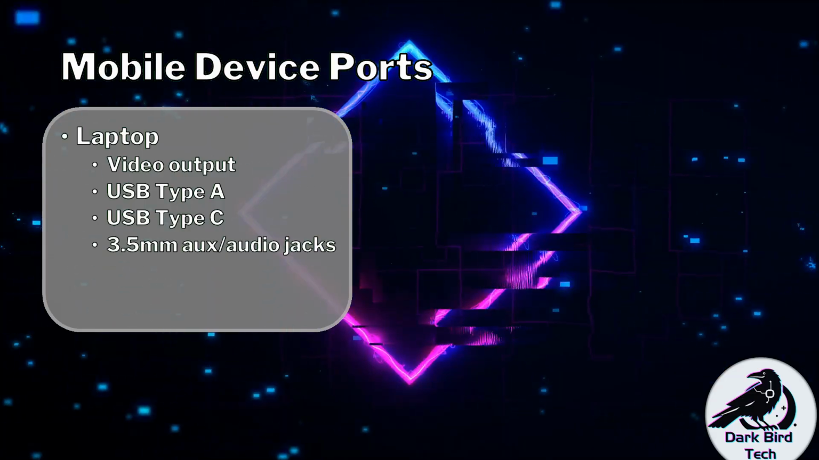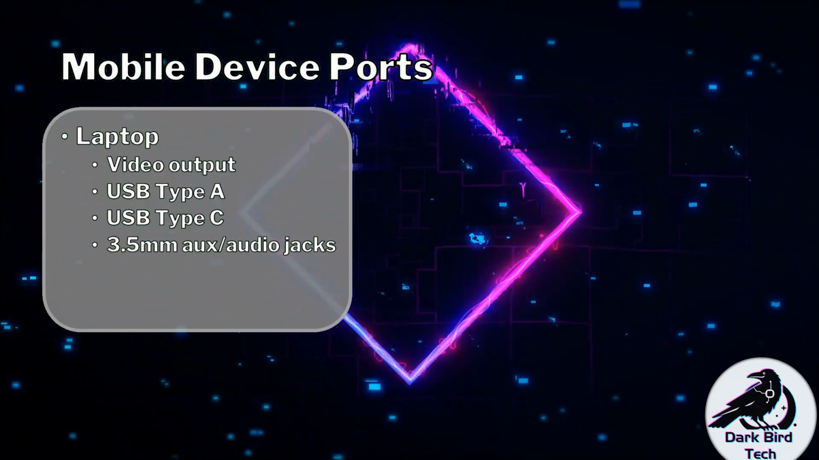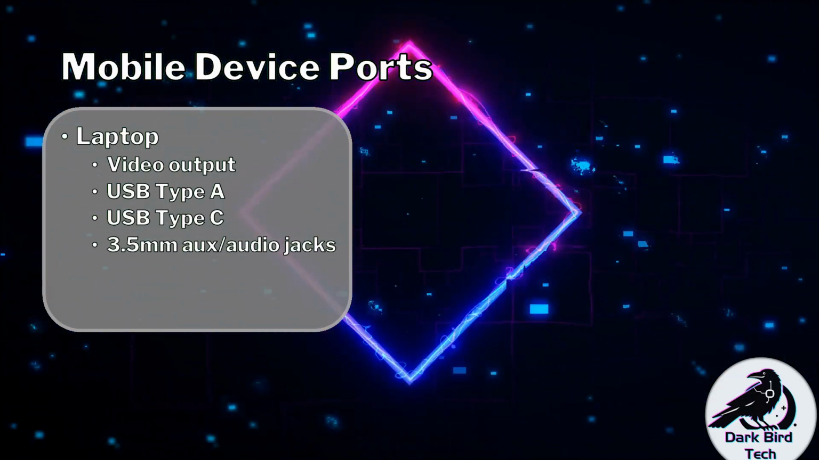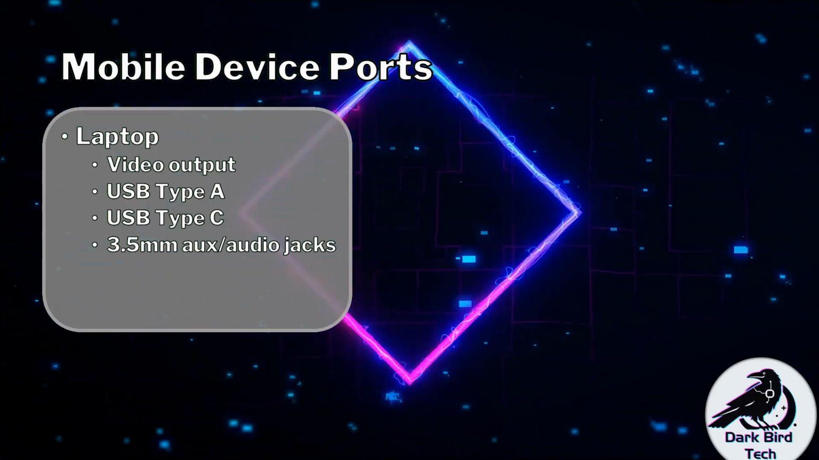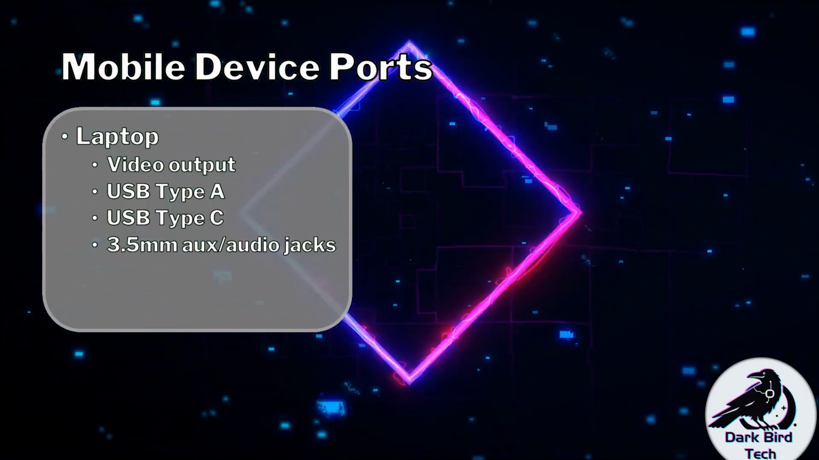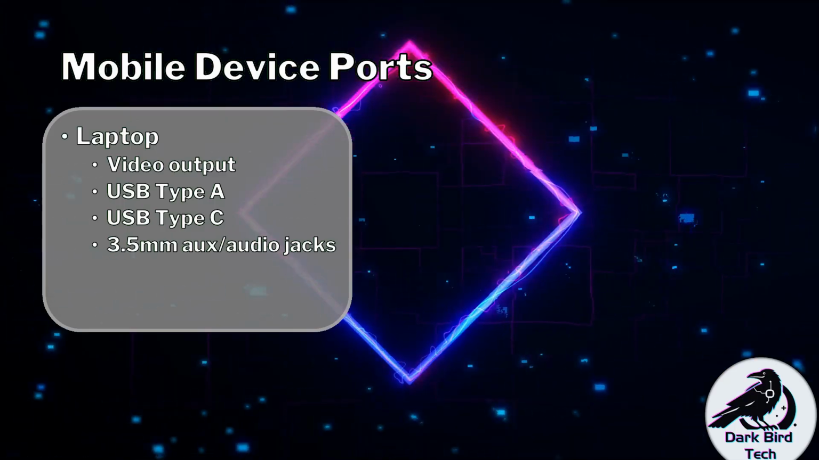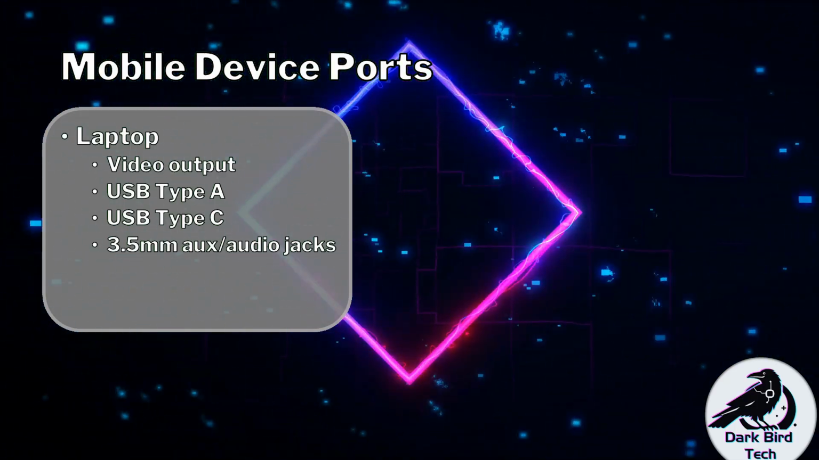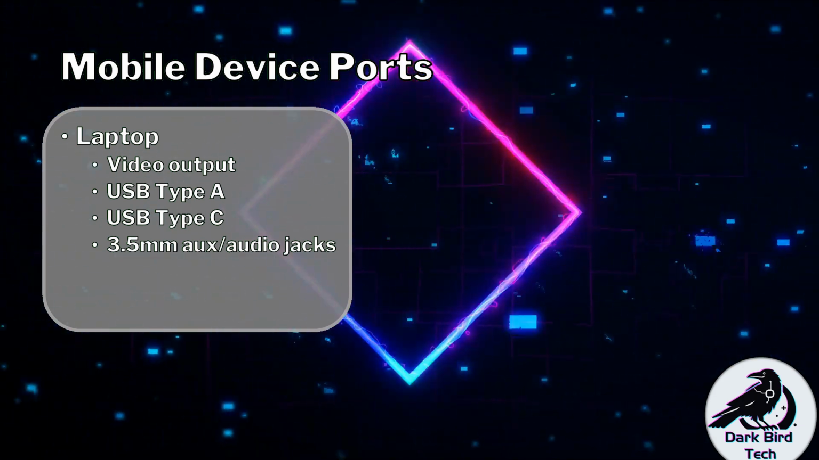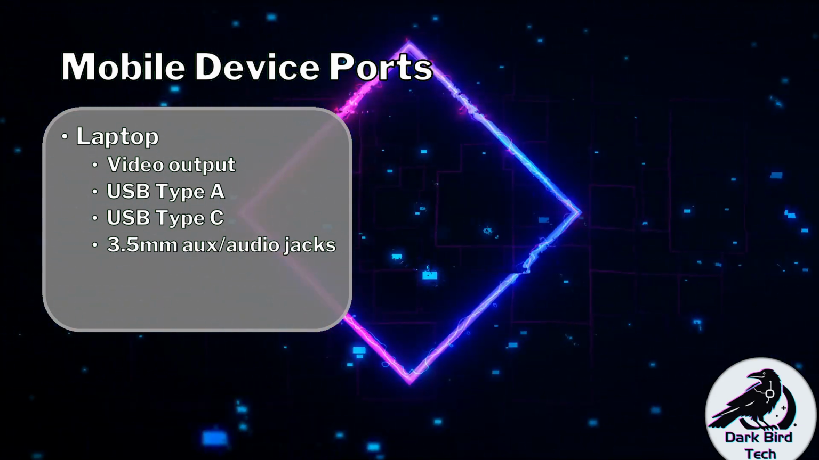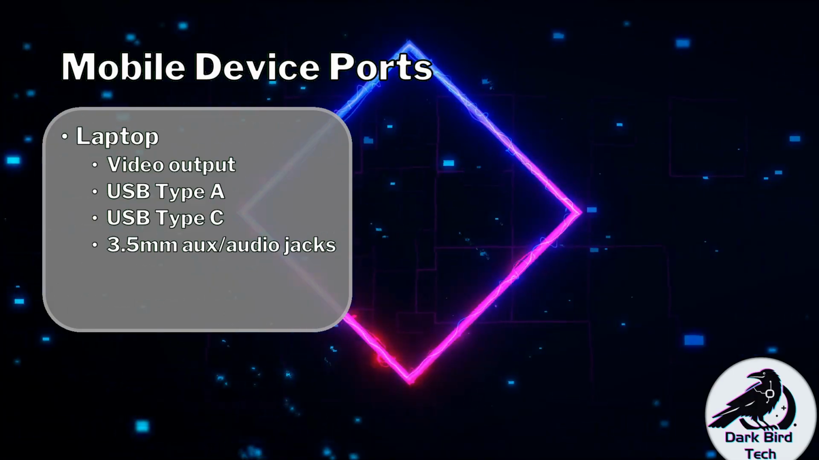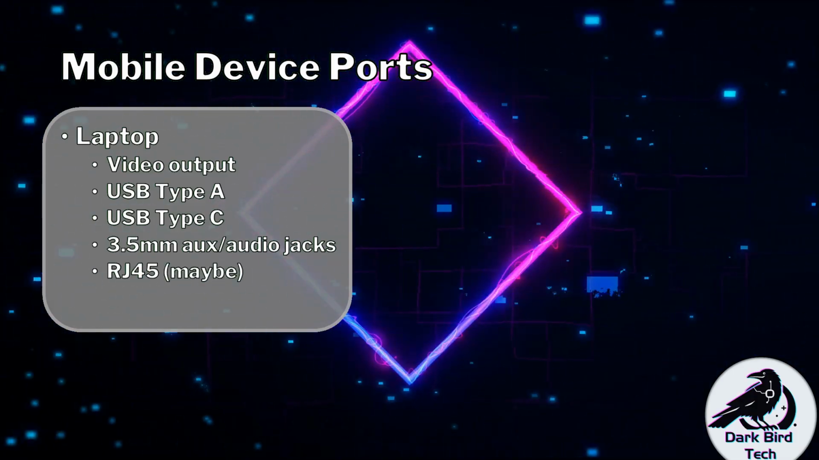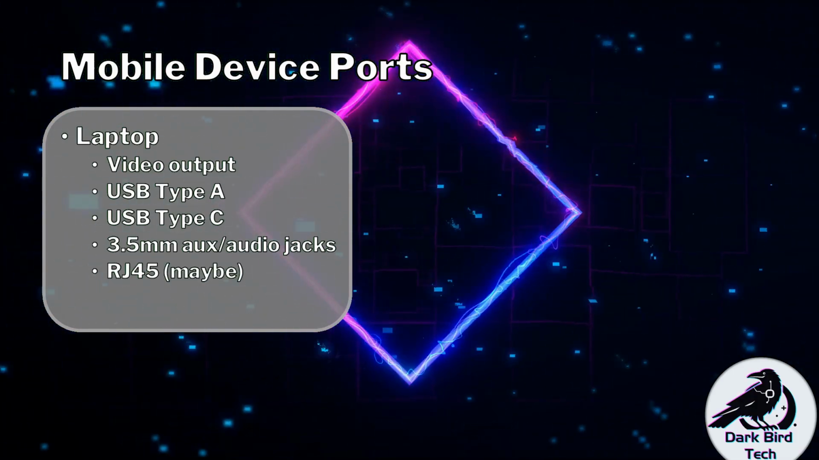You'll also usually have 3.5mm auxiliary audio jacks to plug headphones and microphones into if that's how they connect. Some laptops might have one for a headphone and another one for a microphone in. Or you could have a shared function one where both microphone and audio output go through the same 3.5mm auxiliary jack connector. Then you can also have an RJ45 connector for a network cable.